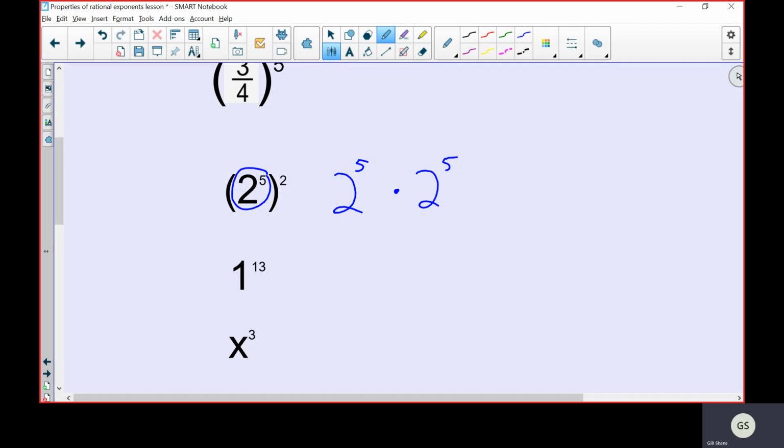Because what does this mean? Just 2 to the 5th. Not 2 times 5, 2 times itself 5 times, right? So we could break this down into this, because that's what this means, 2 times itself 5 times. Well, then we're taking all of that and multiplying it times this, which is, again, 2 times itself 5 times.